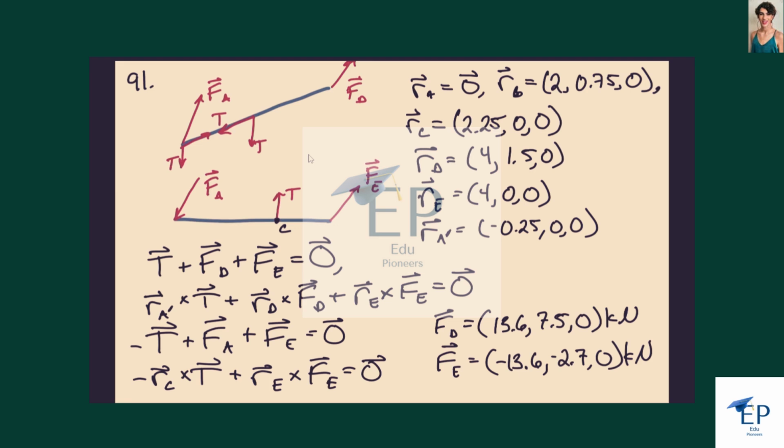And so again, we get 6 equations and 6 unknowns. And we can find FA, but they didn't ask us for that. So they asked us for FD and FE, and FD is 13.6 kilonewtons in the x direction and 7.5 kilonewtons in the y direction, and FE is minus 13.6 kilonewtons in the x direction and minus 2.7 kilonewtons in the y direction.